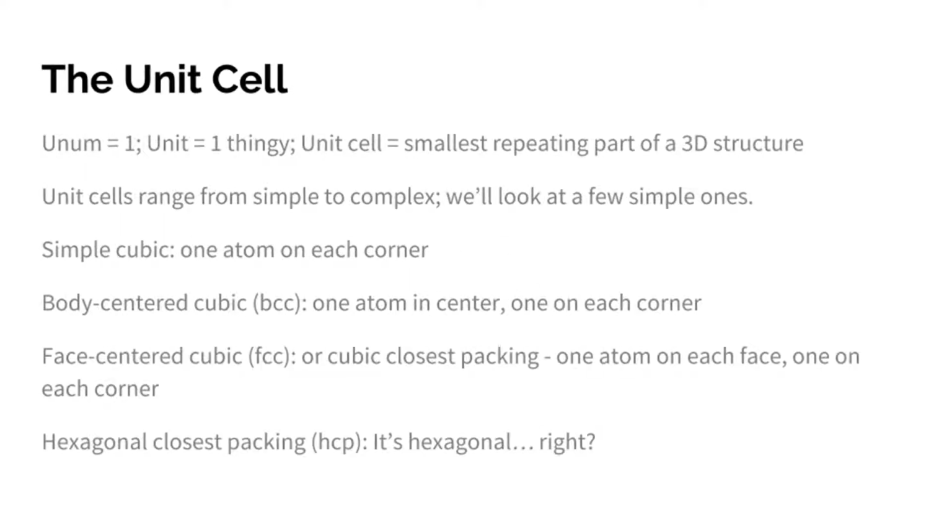Now, the unit cell is just the smallest repeating part of a 3D structure. So, in order to help understand that, let's retreat down to just 2 dimensions. Imagine you have a square. Then you can cover an entire 2-dimensional surface with that square. You just repeat it and repeat it and repeat it, and you can cover an infinite plane with that square.